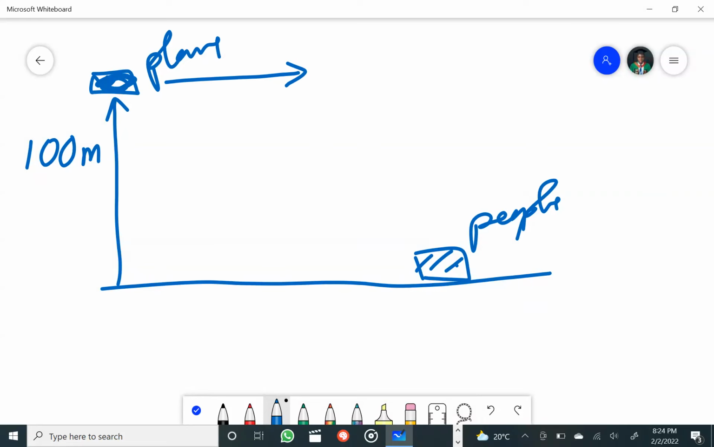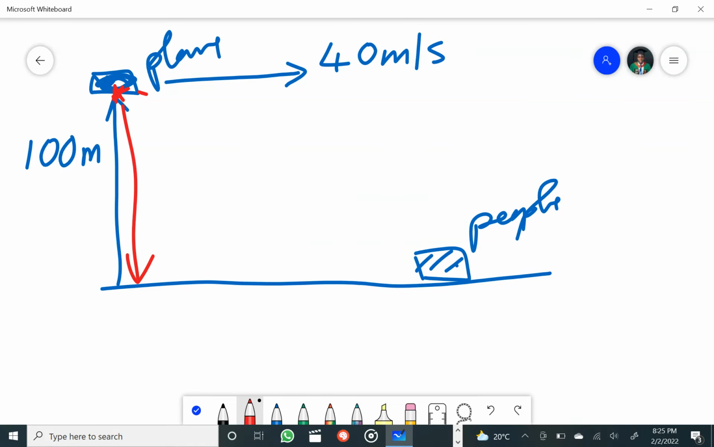Is moving at 40 meters per what? Per second. So it's moving at 40 meters per second. Now they have to drop this thing. What they're basically saying is that since this plane is moving, when it releases this portion here, it won't be dropped exactly here.